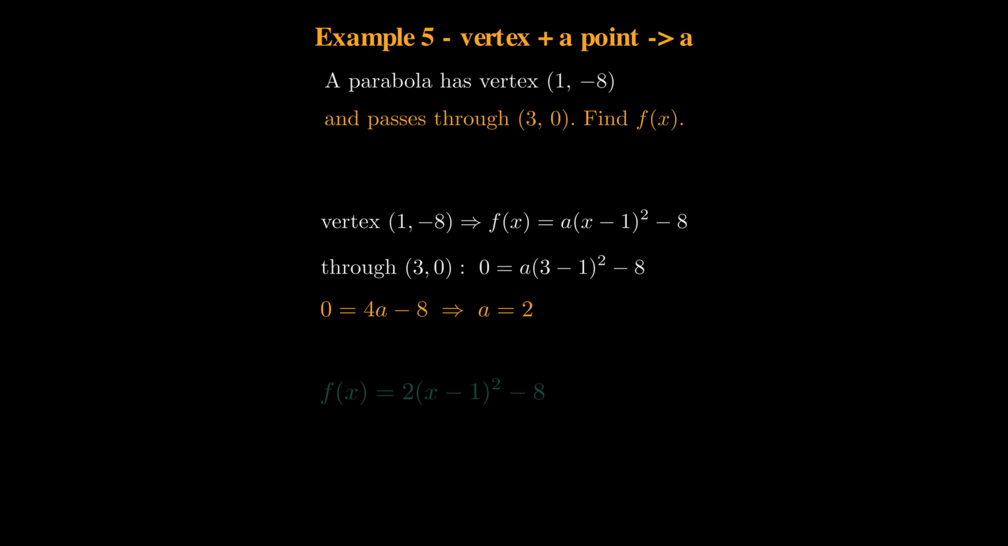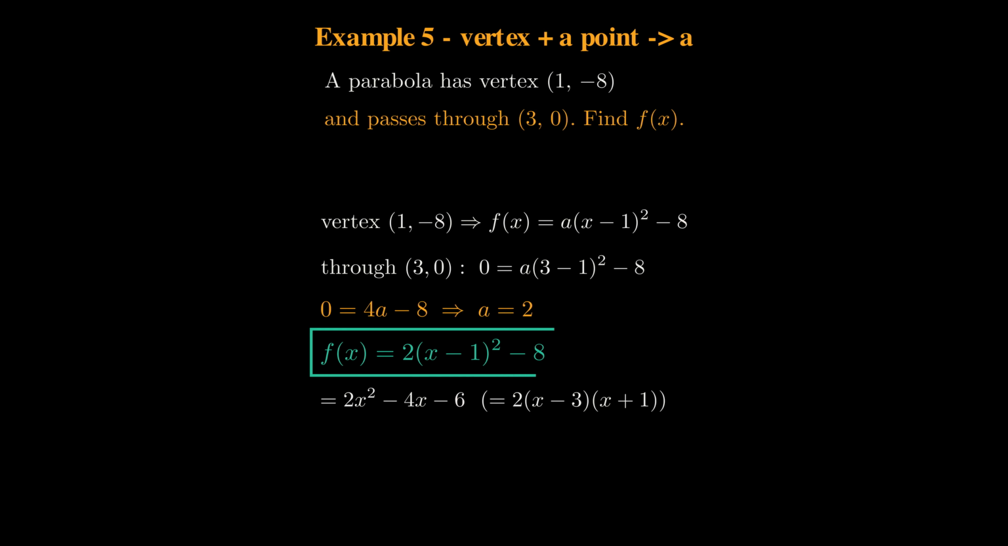The vertex form, complete. Expand if a general form is wanted. 2x squared minus 4x minus 6. And as a free check, that factors as 2 times (x minus 3) times (x plus 1), confirming a root at x equals 3. Exactly the point they gave us. One quadratic, and we can now write it in whichever of the 3 forms the question rewards.